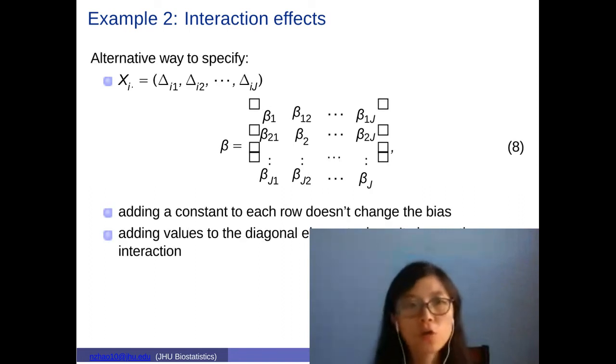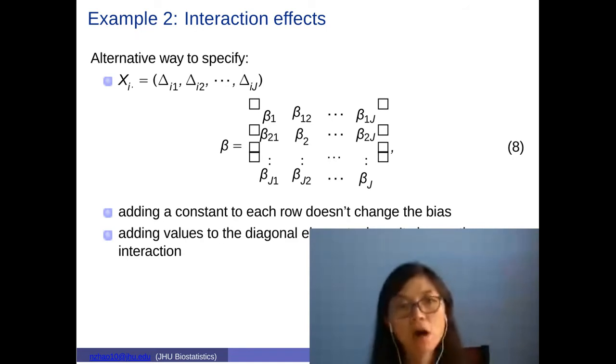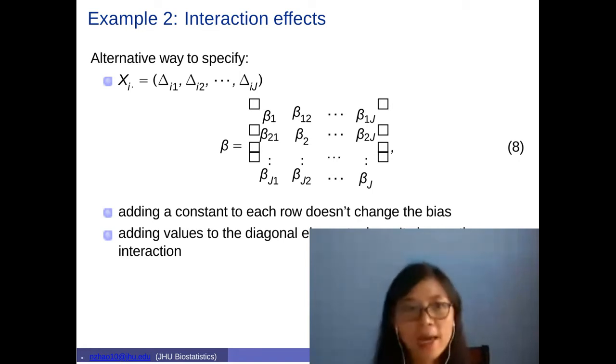We can also use an alternative way to specify this model, where we remove the intercepts of ones and only keep the indicators about whether or not that species is present. Then the diagonal element will represent the main effect. Again, we see if we add a constant in each of the rows, it doesn't change any of the bias.